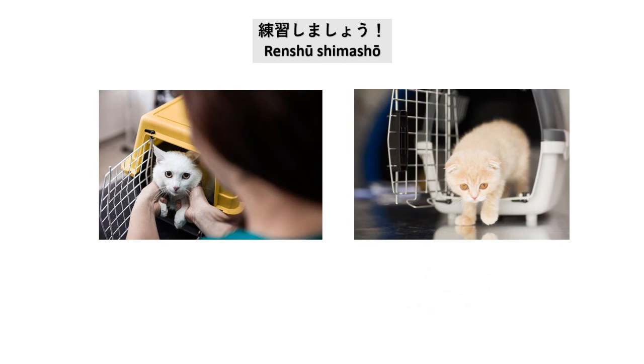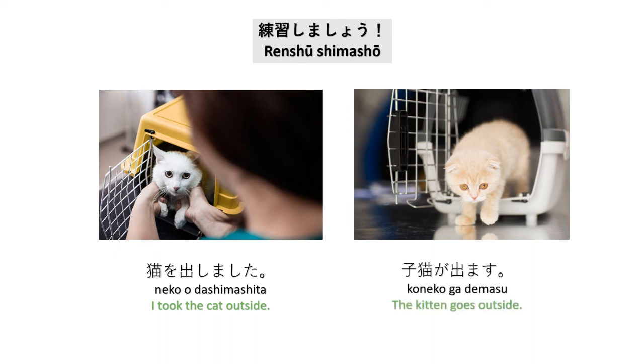Alright, so we have the cat put outside. And the cat goes outside. Neko o dashimashita. I took the cat outside. So here I use the past tense. Dashimashita comes from dasu. The other picture, koneko ga demasu. The kitten goes outside. Present tense. And demasu comes from deru. Something goes outside.